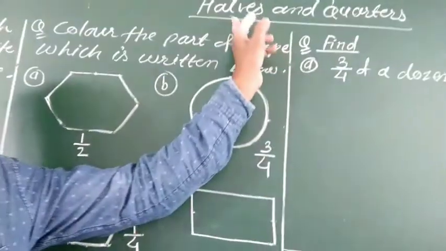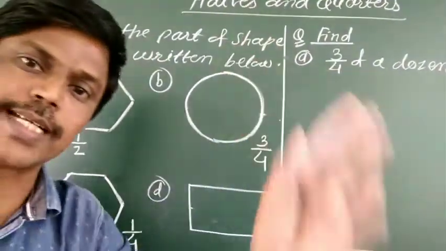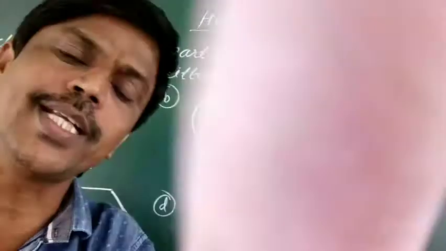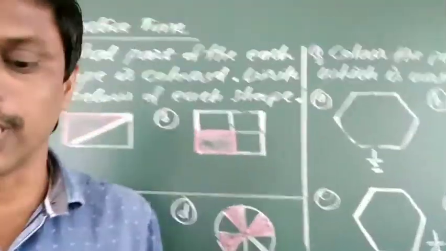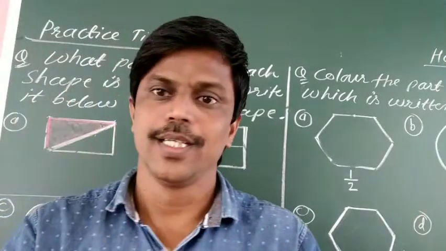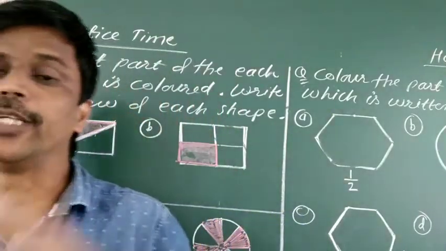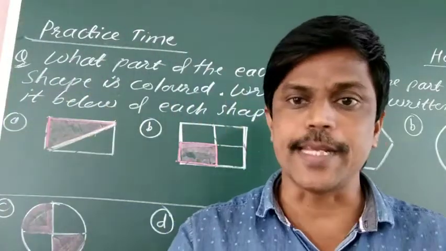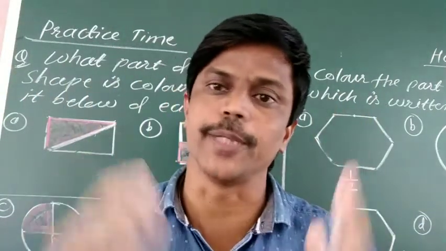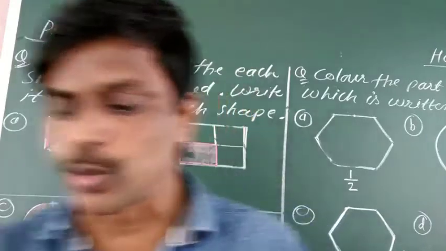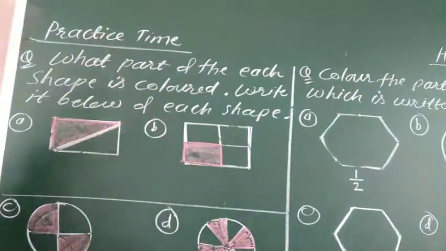It is today's class, chapter number 9, quarter and half. In this same chapter last period, we learned how to make a rectangular sheet into half by using 5 different ways. In the same way, we found out how to make a square sheet into quarter parts by using 5 different ways. Now in today's class, it is practice time.